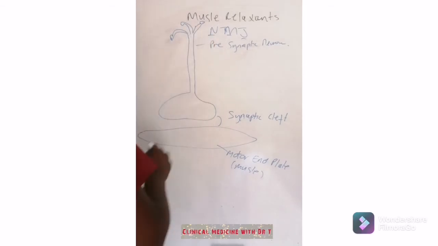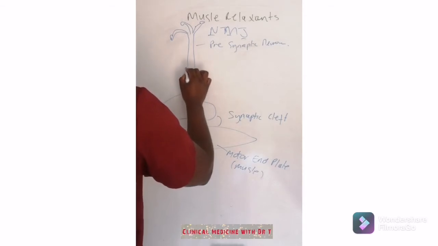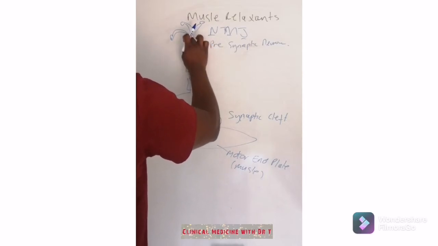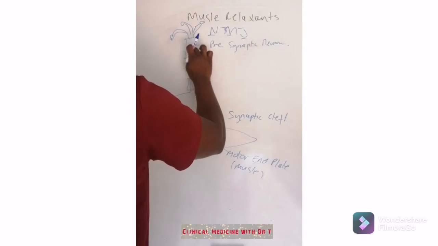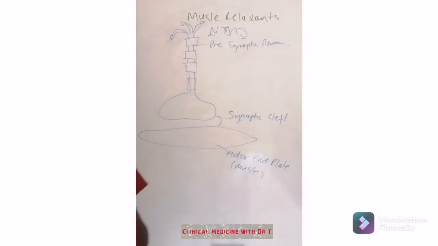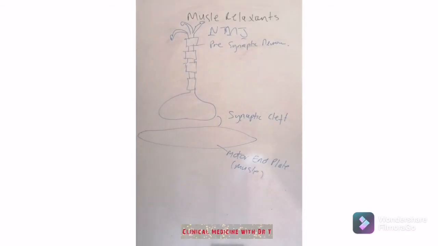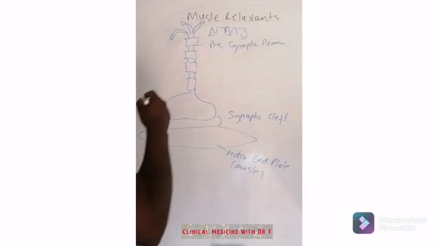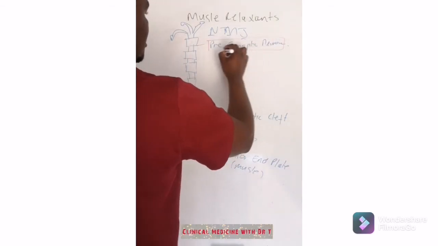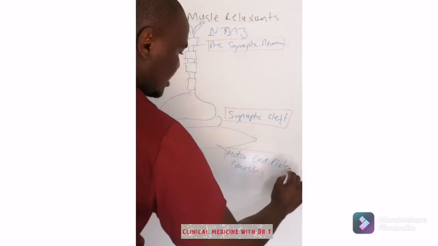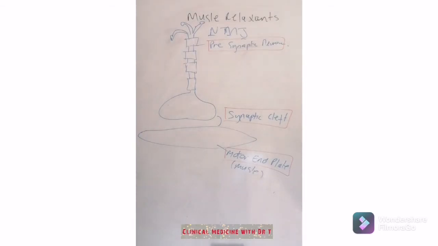So we're saying that a neuromuscular junction has a presynaptic neuron, then there's a synaptic cleft, and then there's a muscle or motor end plate. Those are the three things that make up a neuromuscular junction.